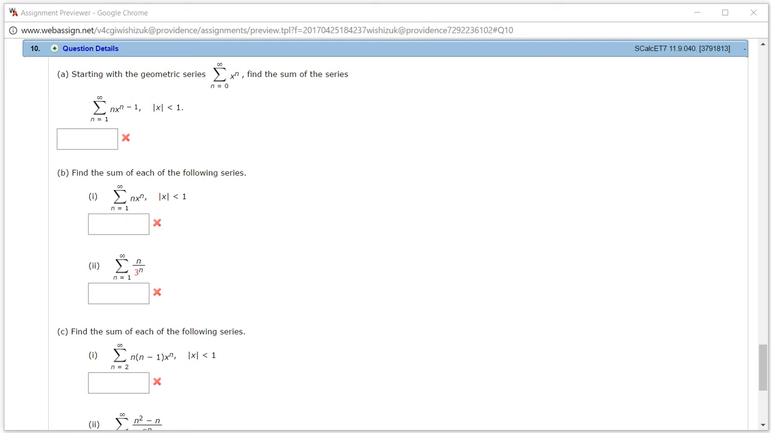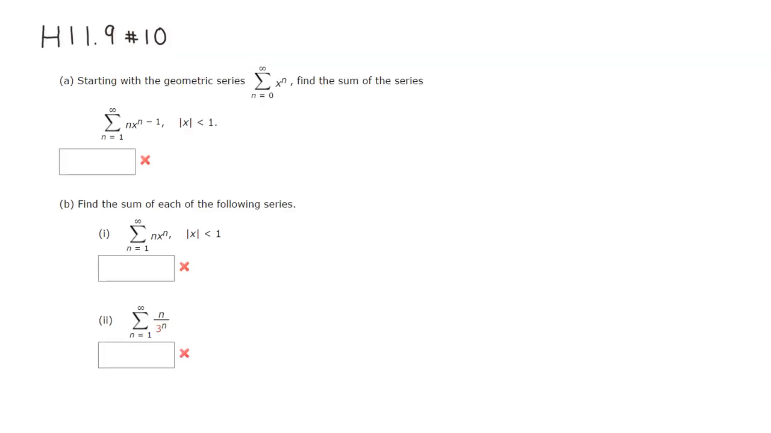Alright, let's look at homework 11.9, problem number 10. Starting with the geometric series, we want to find the sum of the following. So let's do that. We're going to start with a summation.